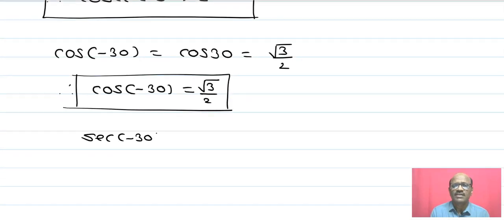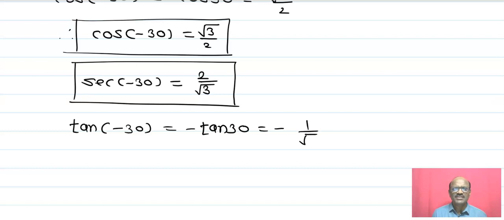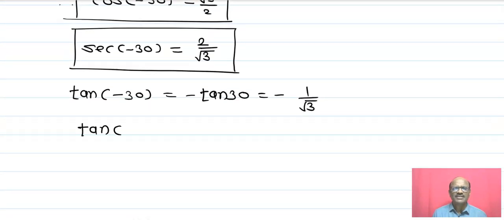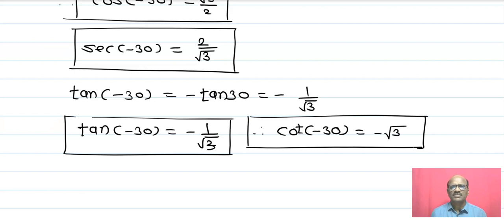Therefore sec of minus 30 is equal to 2 upon root 3. Now next, tan of minus 30 is minus tan 30. Tan reflects the negative sign, that is, tan of minus theta is minus tan theta. To remember this, I made this trick: reflect and absorb. I hope you will understand this trick to remember. Therefore tan of minus 30 is equal to minus 1 upon root 3, and cot of minus 30 is minus root 3.